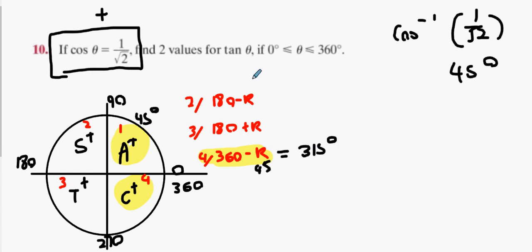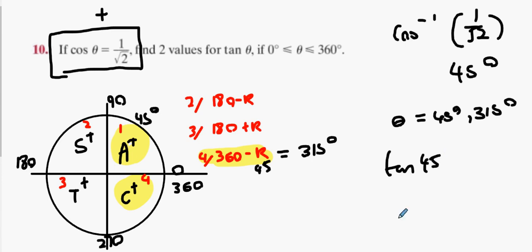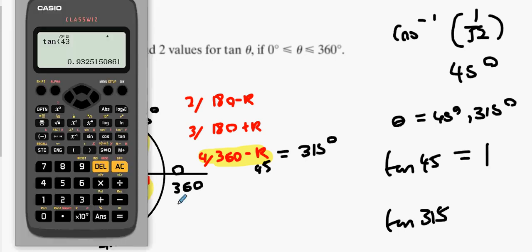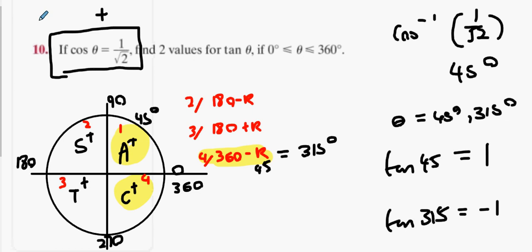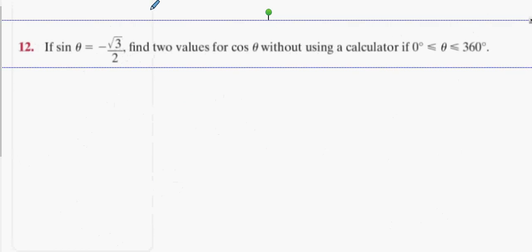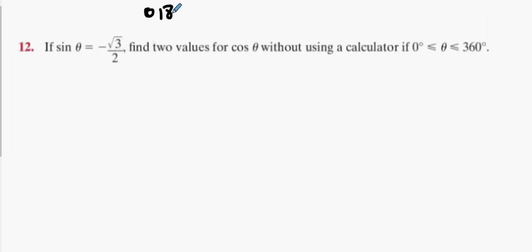Now, because we know the value of theta is 45 degrees and 315 degrees, then all we need to do is find tan 45 and tan 315. Now, tan 45 I believe is 1, and tan 315 I believe is minus 1. Yeah, happy days. Let's move on. 12. So what I've done, 6, 8, 10, 12. Okay, same deal again.